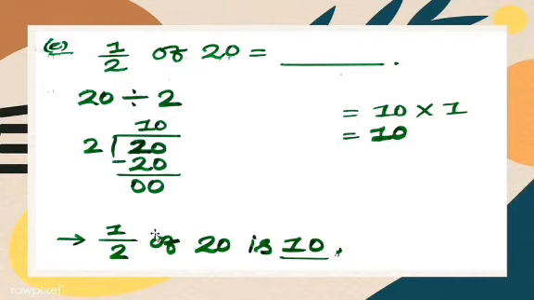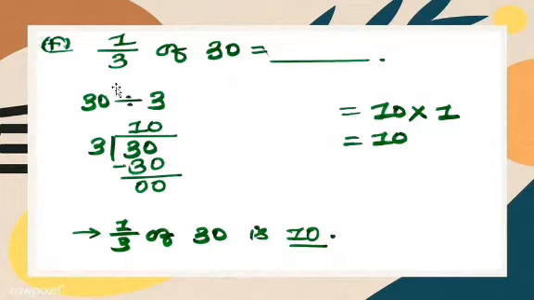10 ones are 10. 1 upon 2 of 20 is 10. Understood, my dear? Then after that, the next one: 1 upon 3 of 30. Okay, 1 upon 3 of 30. So what to do here?